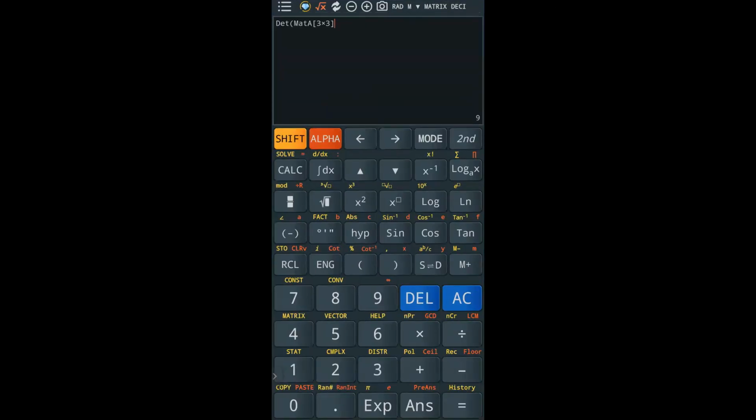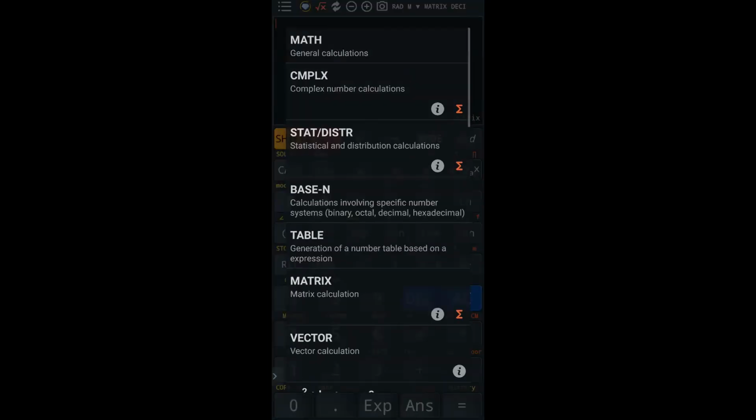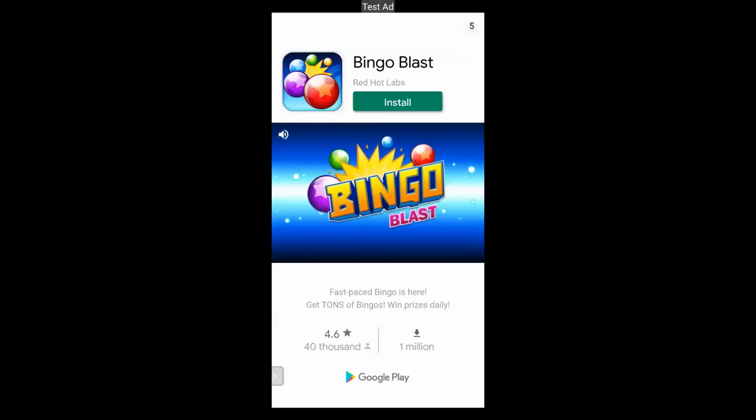So I'll go here. Then I have to clear it. I am supposed to clear it.